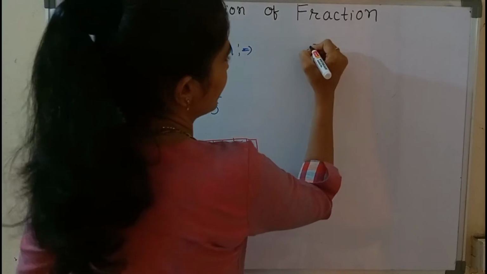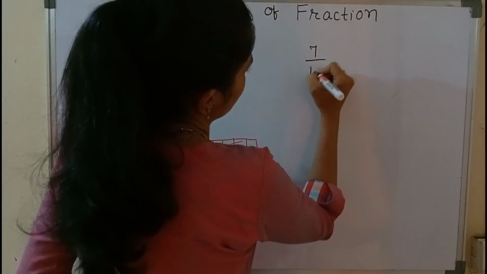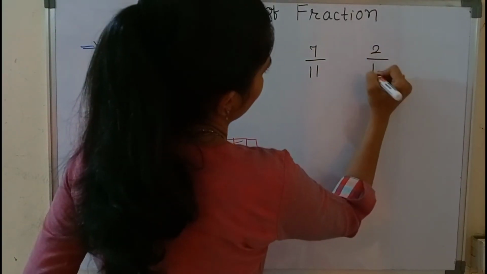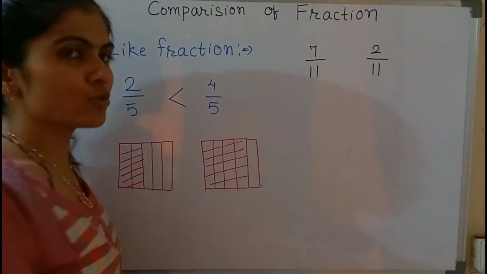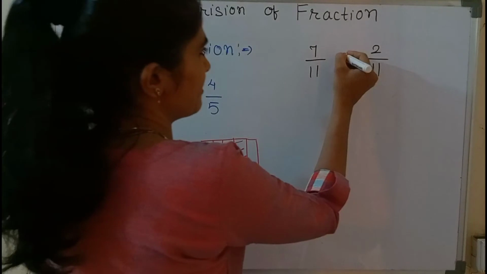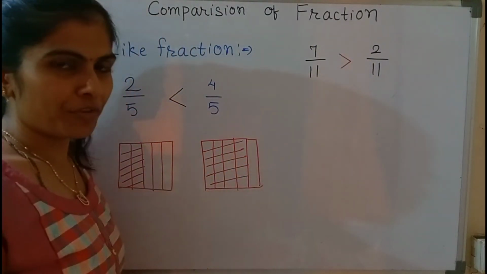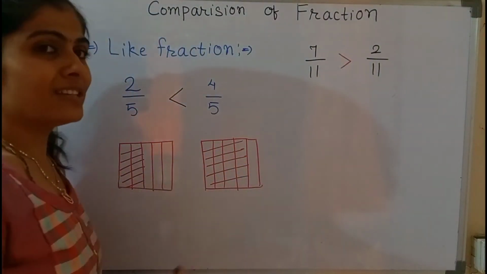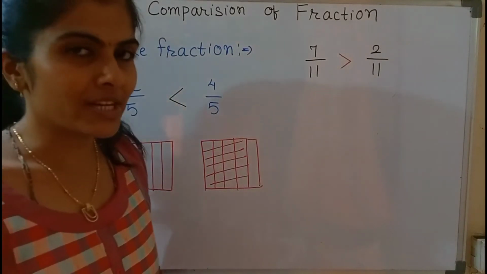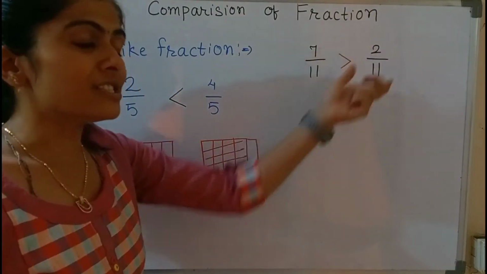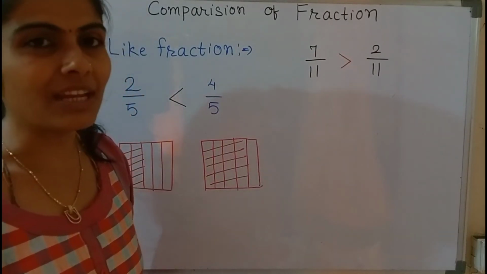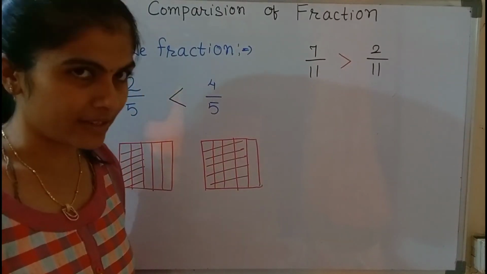Now I have been given 7/11 and 2/11. Now friends, both have equal parts, so the denominators are the same, so they are like fractions. I can say that this 7/11 is greater than 2/11, right? So in the case of like fractions, or in other words, whenever the fractions have the same denominators, we just need to compare the numerators and we can easily identify which one is greater.